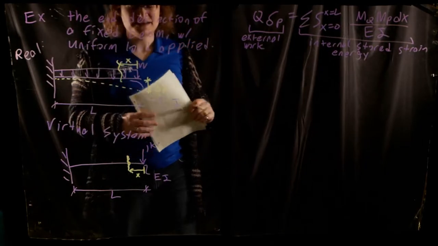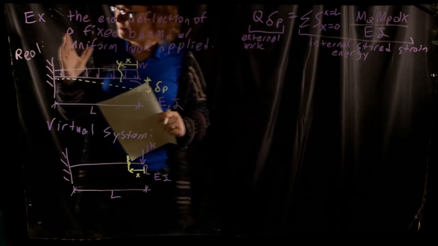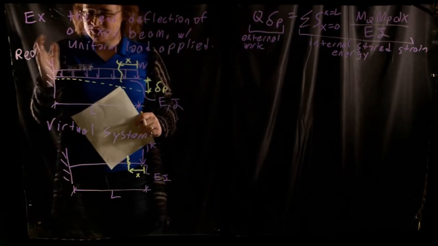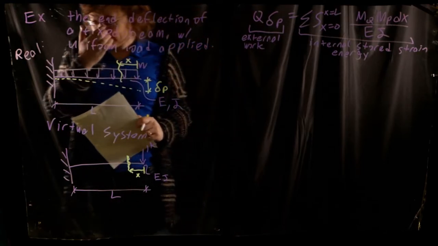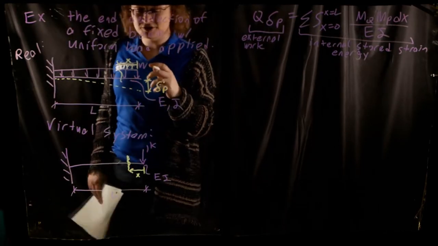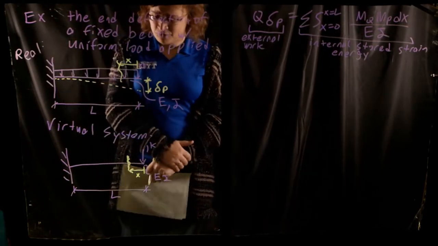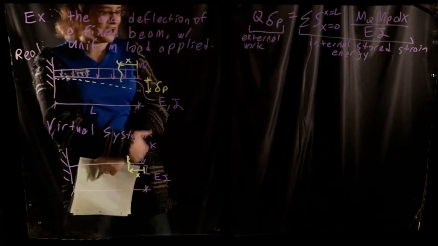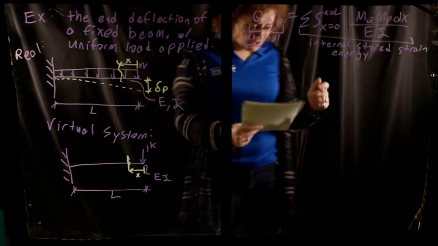I know in most of my examples, I tend to put the zero x coordinate or the origin at the left-hand side and positive to the right. However, in this case, it's going to make the math a lot simpler if we put it on the right and make it positive to the right, because then we avoid the reactions and it just becomes a lot easier to calculate our moment function that way.